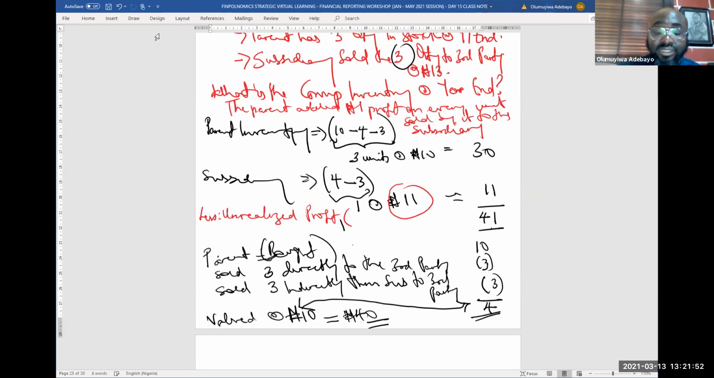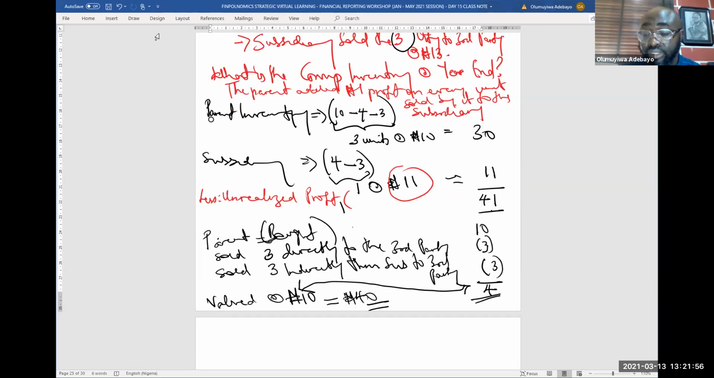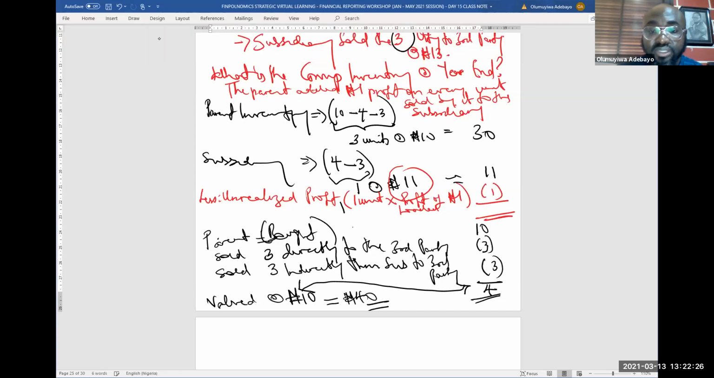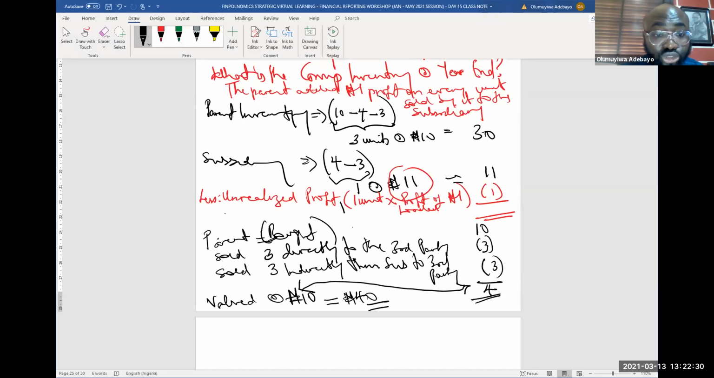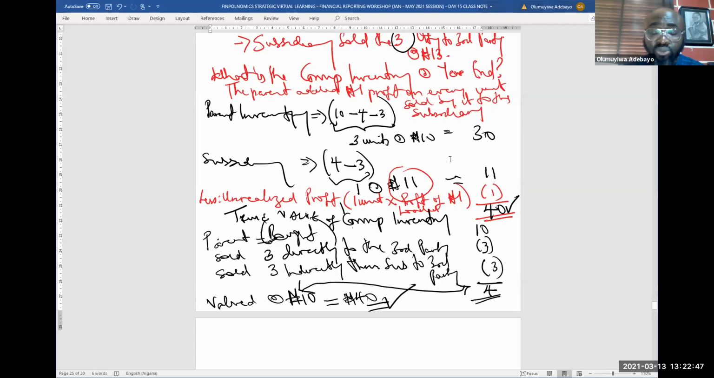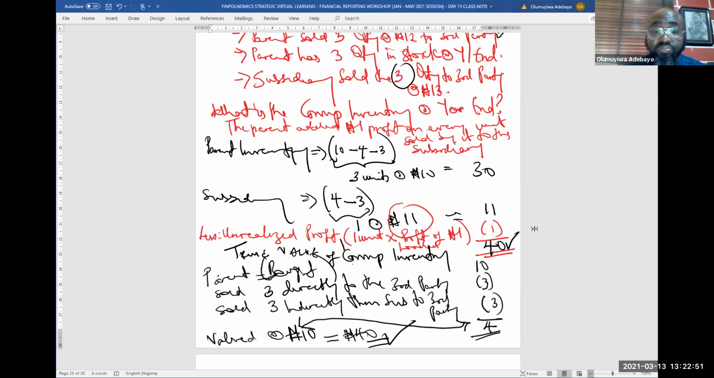In that regard, that 1 naira times any unit the subsidiary is unable to sell during that period will be considered unrealized from the group perspective, which means the 1 unit outstanding times the profit of 1 naira loaded will lead to an adjustment of 1 naira that we need to make. It's upon making that adjustment that we can come to the true value. This is the true value of group inventory. And what is the value? 40, which means this 40 equals this 40. And that is what I believe Enaro was trying to explain. Is that correct, Enaro? Yes.